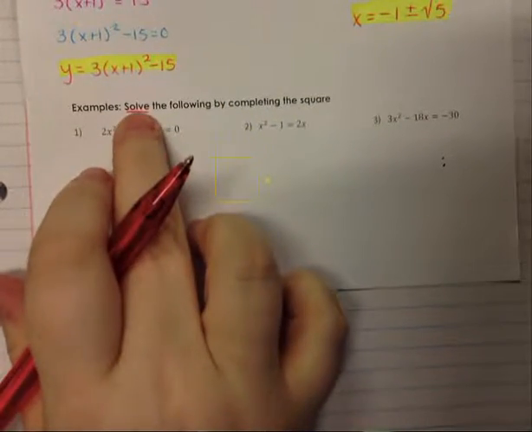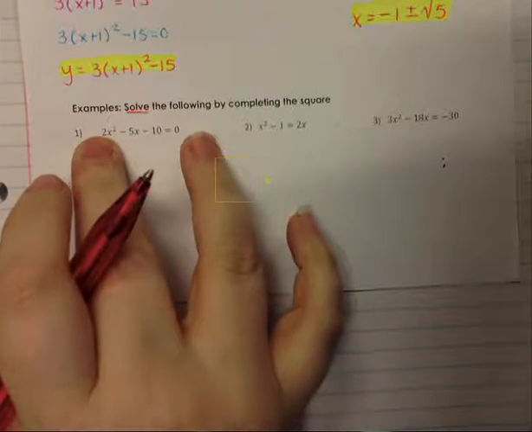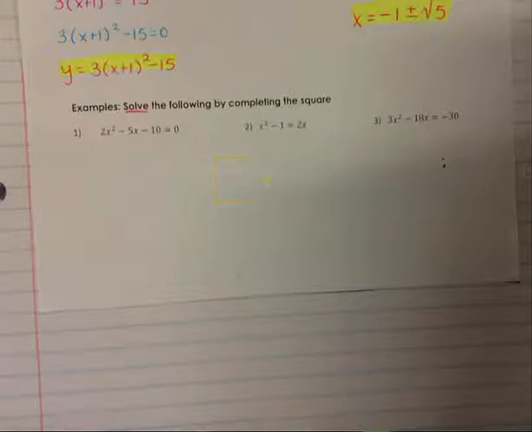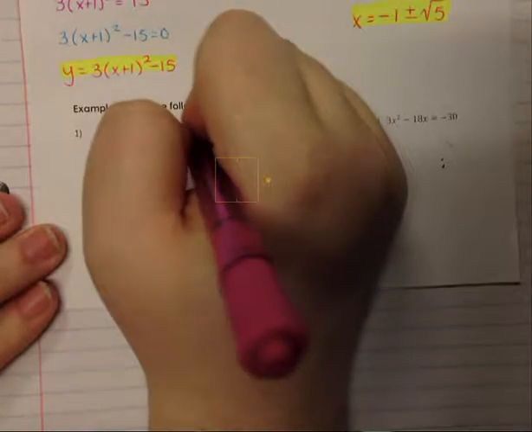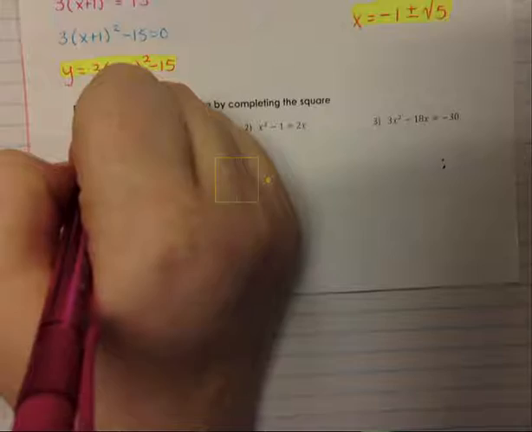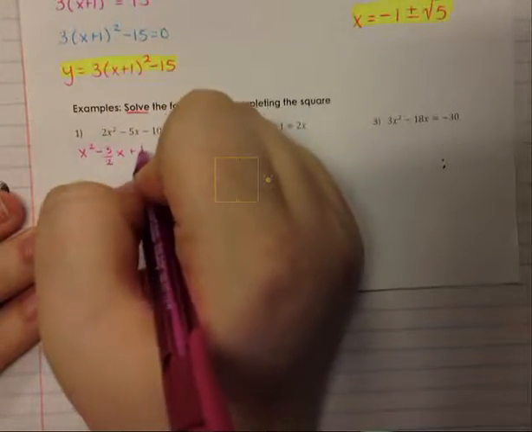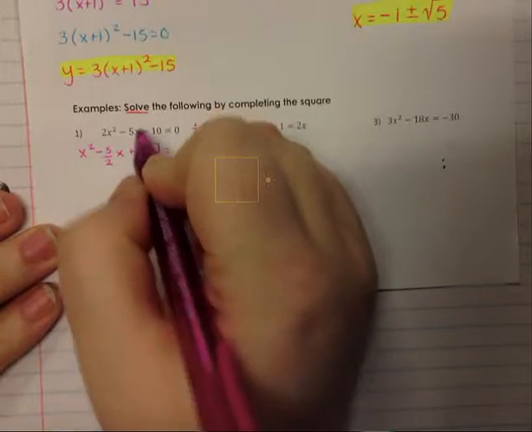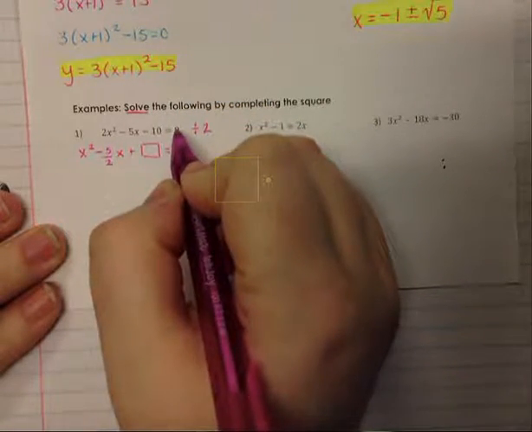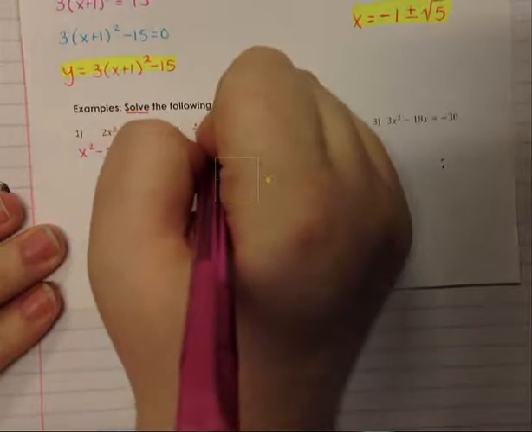So the first thing we need to do is divide by a, and move our constant to the other side. So I'm going to do both of those steps at the same time. I know I have to divide by 2 because that's our a value. So I'm going to end up having x squared minus 5 over 2x plus a box is equal to, I'm going to have to move the 10 over, so that's going to be a positive 10 divided by 2 is equal to 5. Now I'm going to have to plus that box.